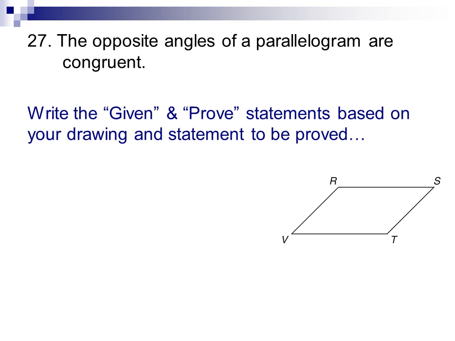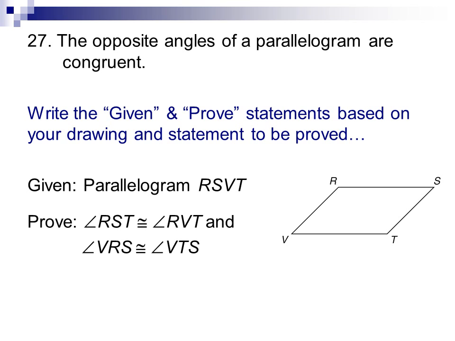The next thing we have to do is write the given and prove statements based on the drawing that we made and the statement to be proved. Given, parallelogram RSVT. Prove, angle RST is congruent to angle RVT and angle VRS is congruent to angle VTS. We need to make sure that we state that the opposite angles are congruent to each other, and we must state that both pairs of opposite angles are congruent in our prove statement.